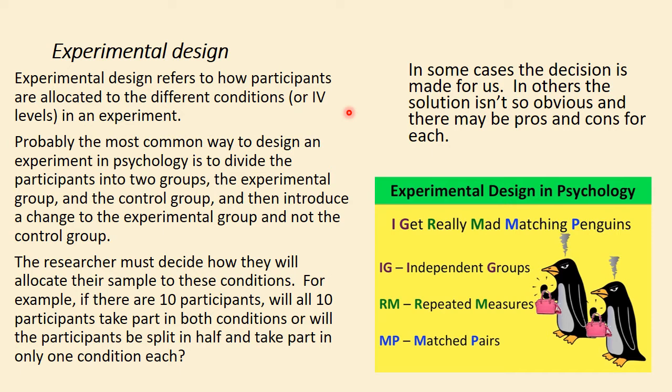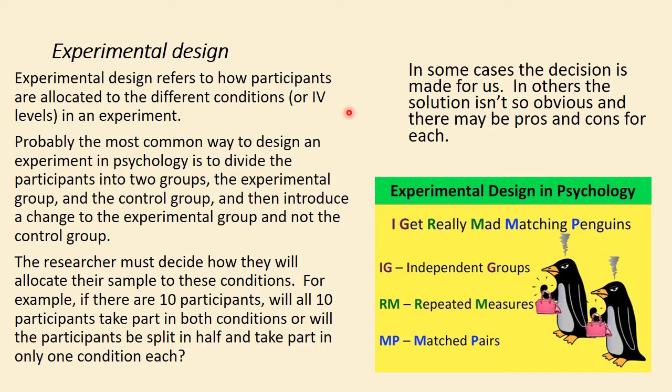So the most common way to design a psychology experiment or a piece of research is to have an experimental group and a control group. So for instance, you might be looking at whether drinking coffee improves memory.